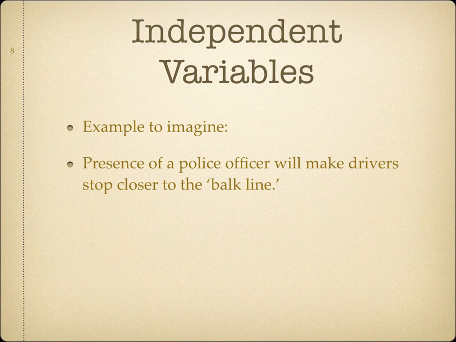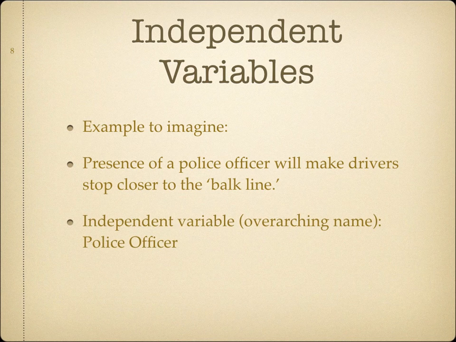And you are supposed to stop with your wheels behind the balk line. Better said, probably the front of the car, but you're supposed to stop behind the balk line. And we know that people vary on this. Some people stop right on the balk line, some cross it, some don't stop at all. But what we're going to do is we're going to imagine that we have an independent variable that is police officer. And the police officer is either present or not present. And then we're going to be observing what drivers do with these two conditions that we've created in the study.